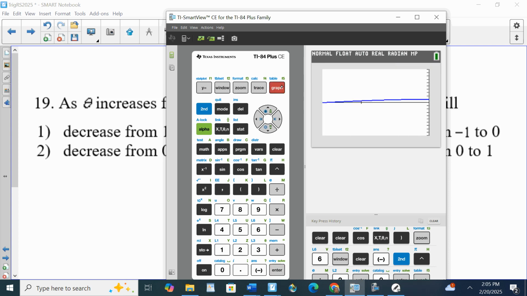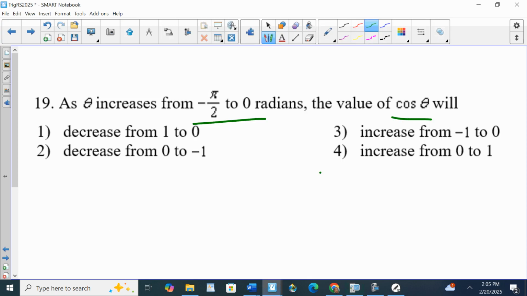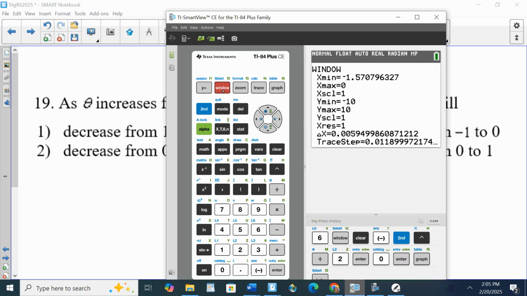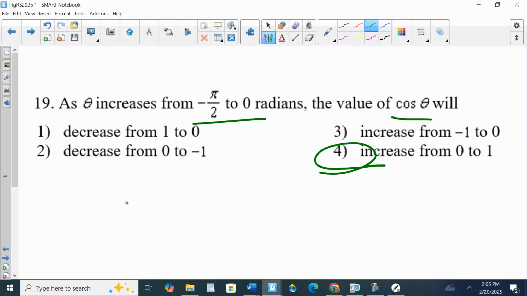What's happening? Well, it's getting bigger, it's increasing. It's starting at 0, it's going to 1. That thing is increasing from 0 to 1. I'm looking at the y values, it's increasing from 0 to 1. So if it wants to know what's happening to a graph between two specific values, just input those values into the window and look at the graph and tell me what it's doing. You'll have one of those.